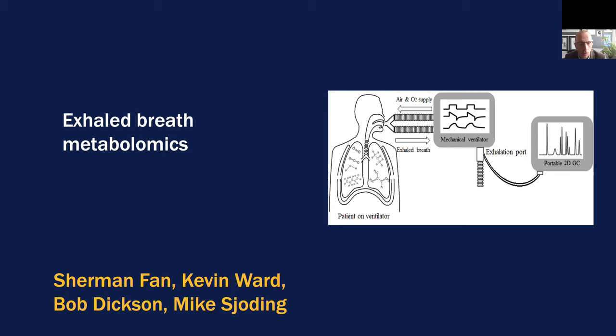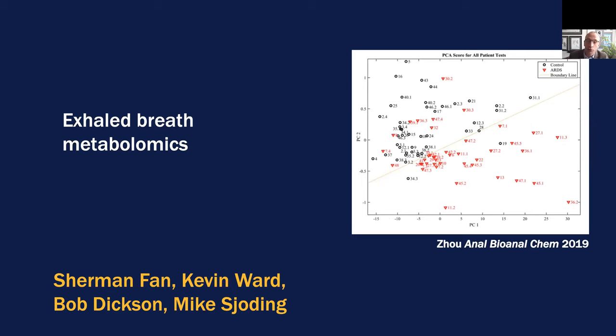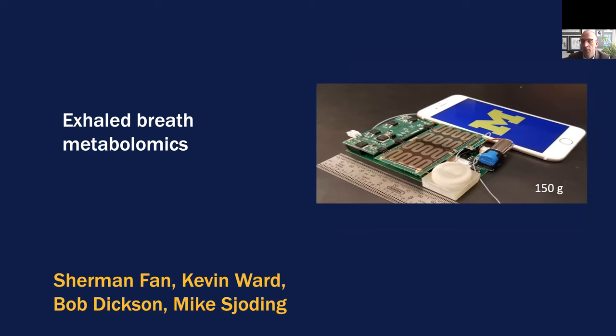Sherman Fan is the engineer who did this. It's a paper we published a year ago saying that with pretty good sensitivity and specificity, we could discriminate ARDS from, say, heart failure or non-ARDS causes of hypoxic respiratory failure. It can be miniaturized. This is the size of it. It takes 20 minutes to turn around and get a readout on the specimens. So we are scaling this up, and the dream here would be we can use it for diagnosis for not just ARDS, but also respiratory infections.